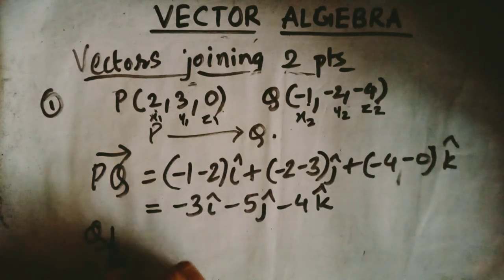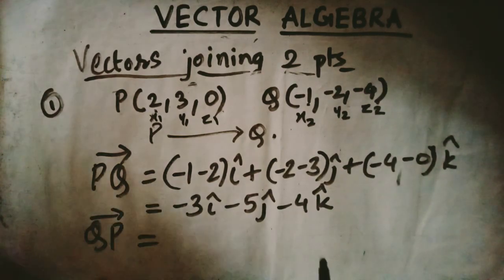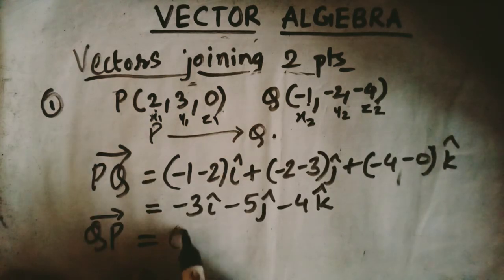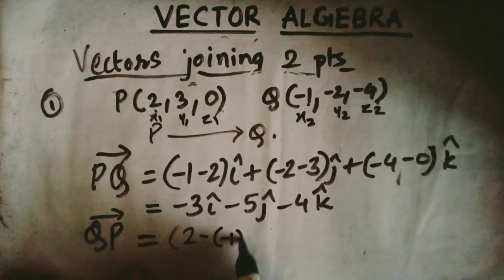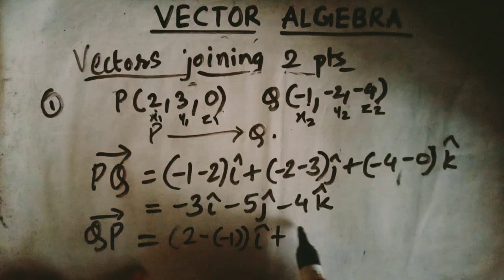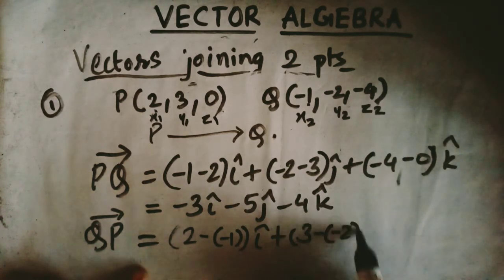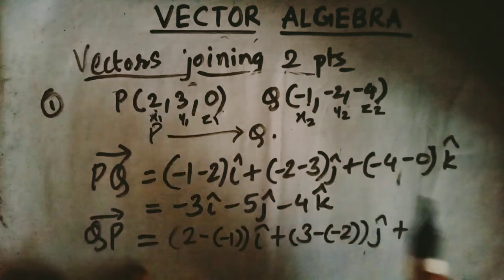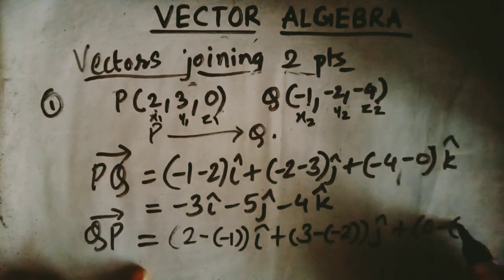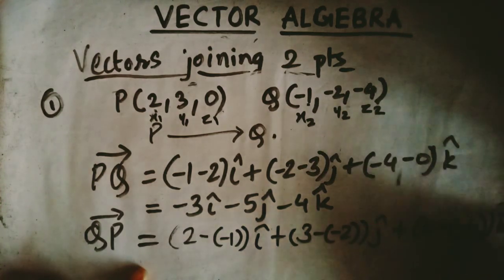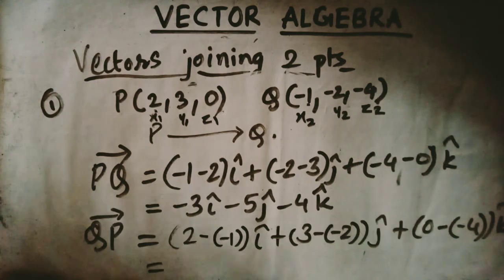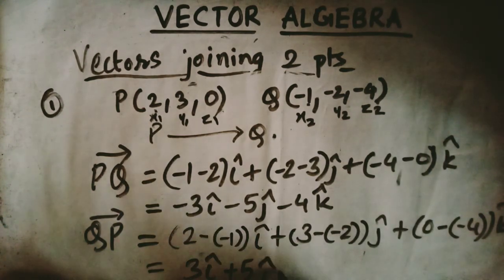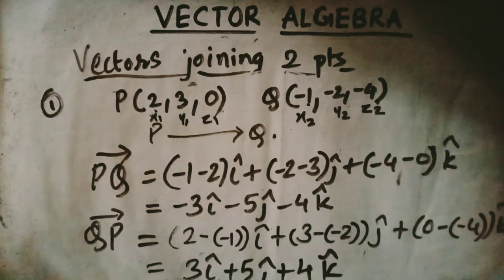If it is given from Q to P, then you have to take (2 minus of minus 1) i plus (3 minus of minus 2) j plus (0 minus of minus 4) k. So here direction is very important. 2 plus 1 is 3i plus 5j plus 4k.